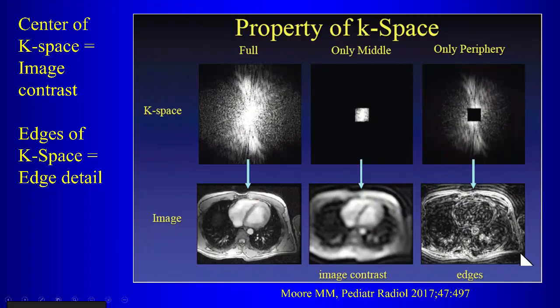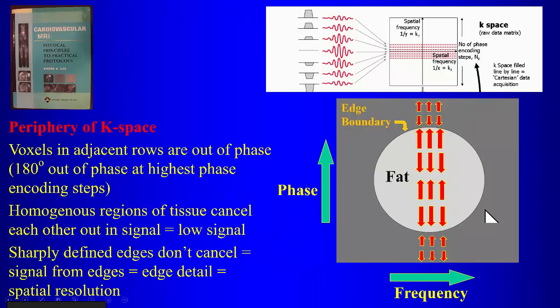Going back to your image, where we look at the center of K-space, we have lots of contrast, not much detail. When we go to the edges, in this homogeneous area all the signal goes away. But right at the edge boundary, we get signal, and that provides the image detail, the spatial resolution. So that's an intuitive way to understand how the edges of K-space give you resolution and image detail at the edge boundaries.